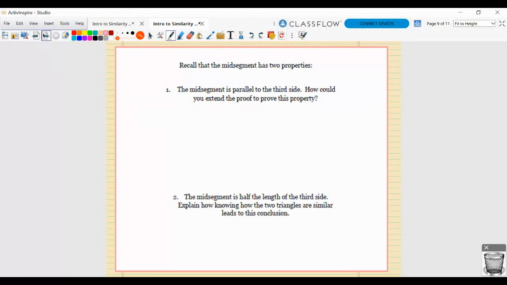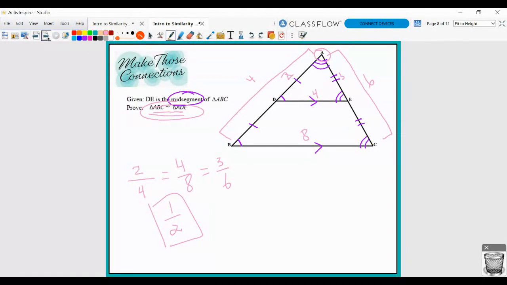The midsegment is half the length of the third side, right? It's all happening proportionally.